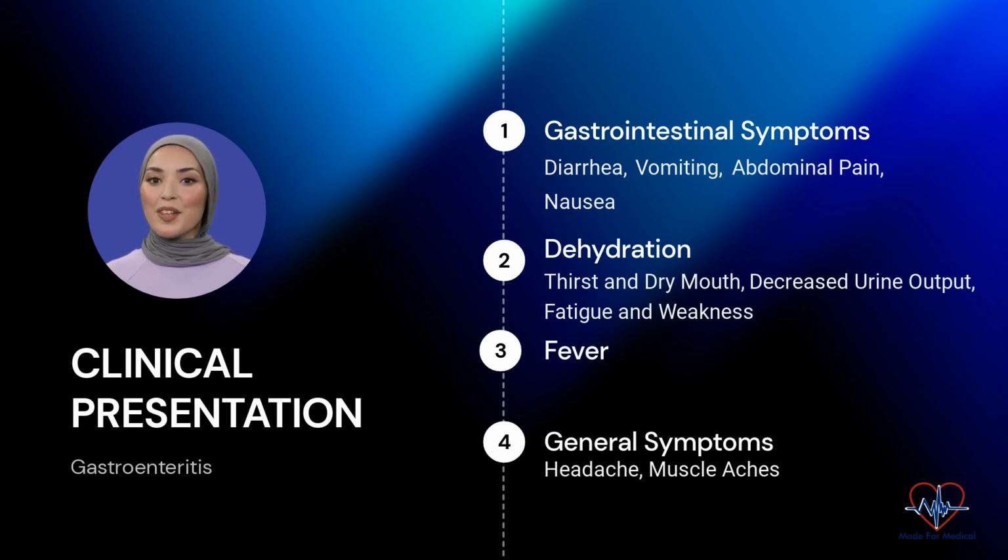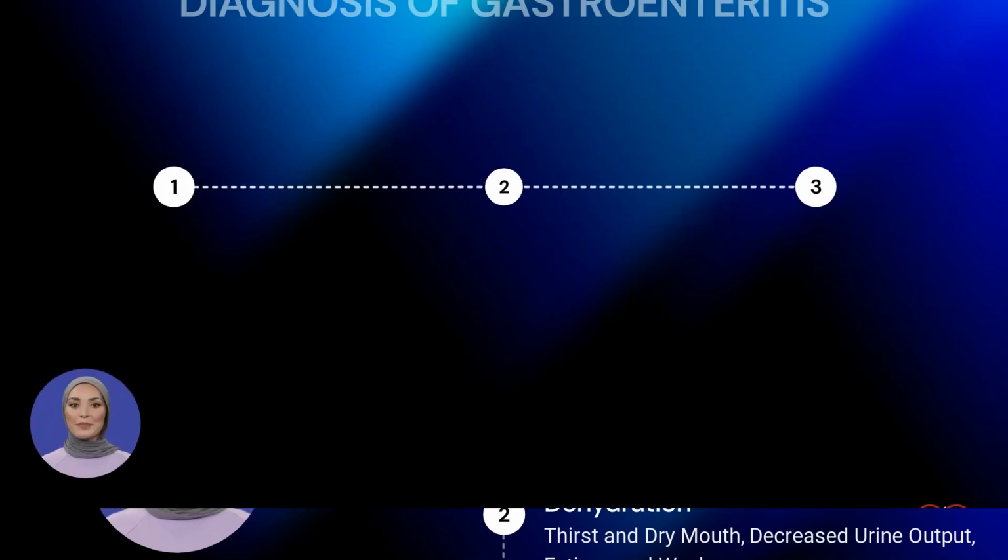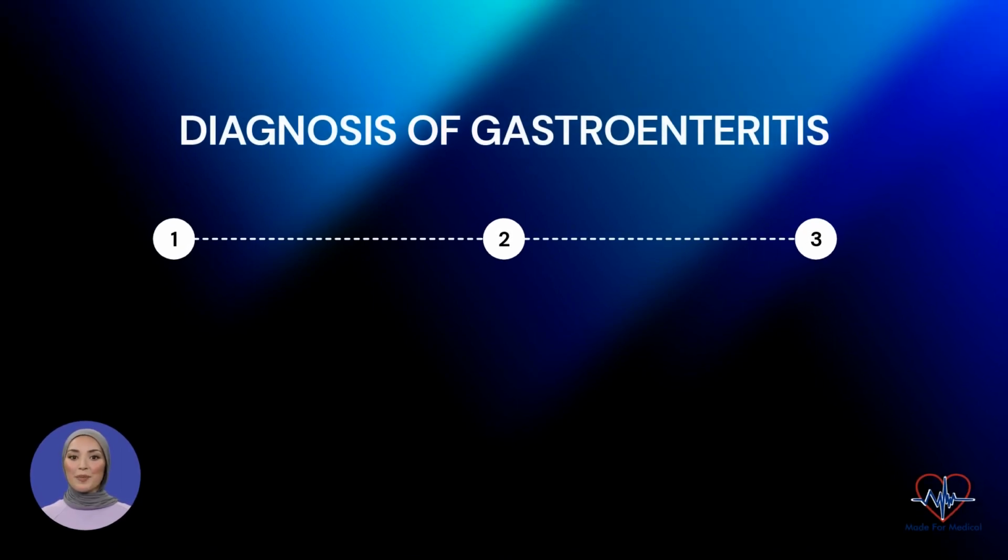Muscle aches. Body aches and muscle discomfort may occur as a result of the immune response and general malaise associated with gastroenteritis. The diagnosis of gastroenteritis involves a combination of patient history, physical examination, and diagnostic tests. Let's discuss the typical diagnostic process for gastroenteritis.